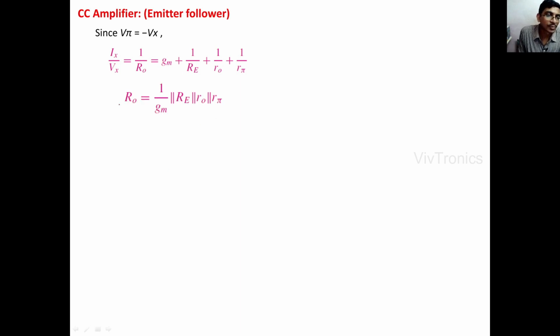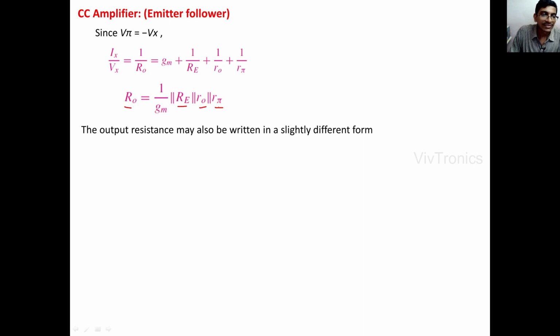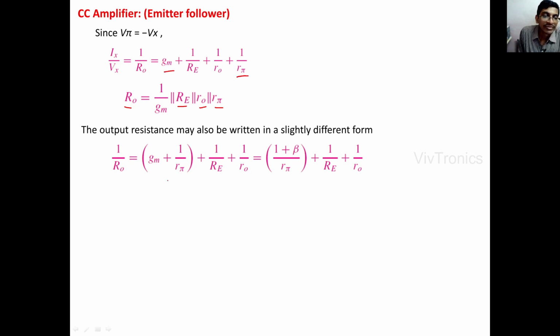Now we are going to get the output resistance, which is the reciprocal of that. Therefore, it will be equal to 1 by GM in parallel with Re, in parallel with R naught, in parallel with R pi. That is the output resistance equation. The output resistance may also be written in a slightly different format. We can rearrange the above equation like GM and 1 by R pi plus 1 by Re plus 1 by R naught. I am going to take the LCM, which is R pi. GM into R pi plus 1 divided by R pi. That is what we get.